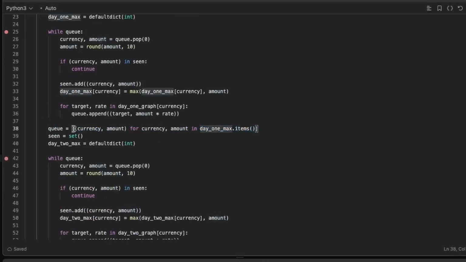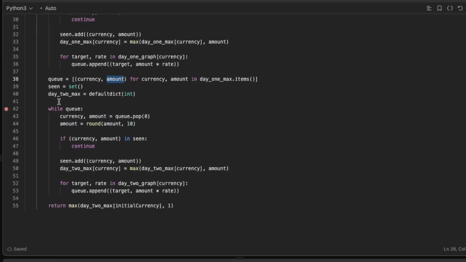We're basically going to start our queue with each currency and the maximum amount that we could achieve for each of the ones from day 1 max. Then we do the same thing here. We pop this off, we move past if we've already seen it, and we record the maximum values that we've seen of each currency. Then for each currency, we convert it to whatever we can.